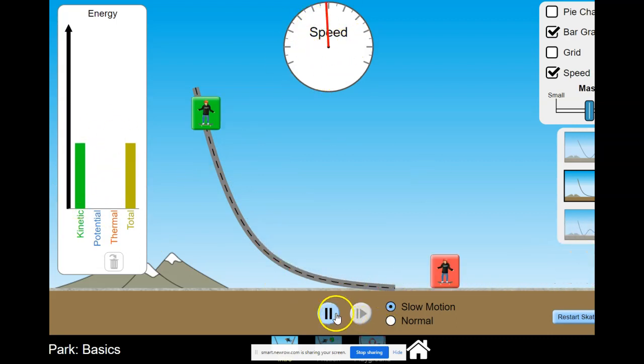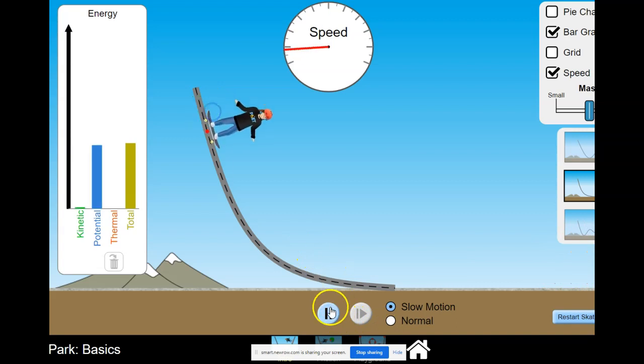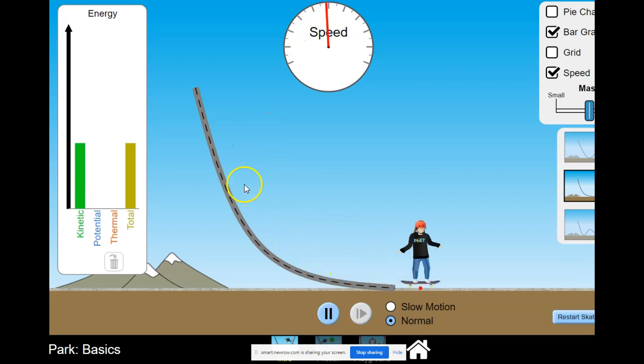So let's begin to analyze what's happening at each point. When our skater is up at the top of the hill, their speed, is it slow or fast? Go ahead and tell me in the chat. Their speed, is it slow or fast? Again, I can restart it just so that everyone can see it.